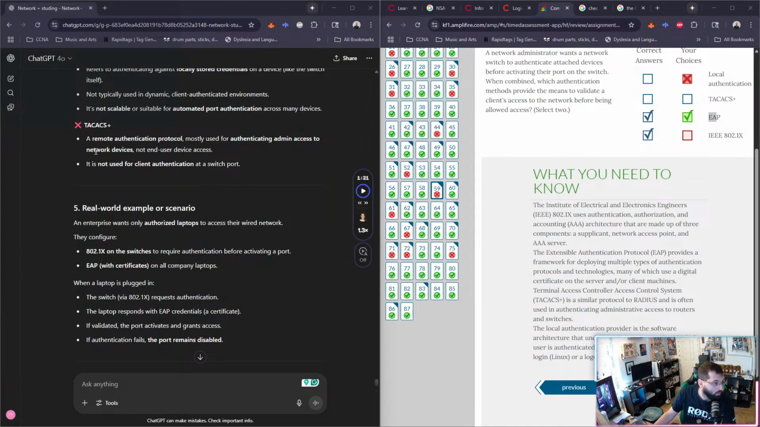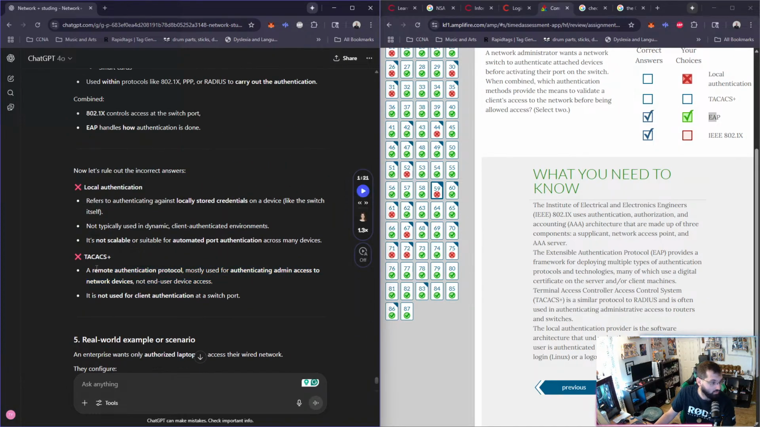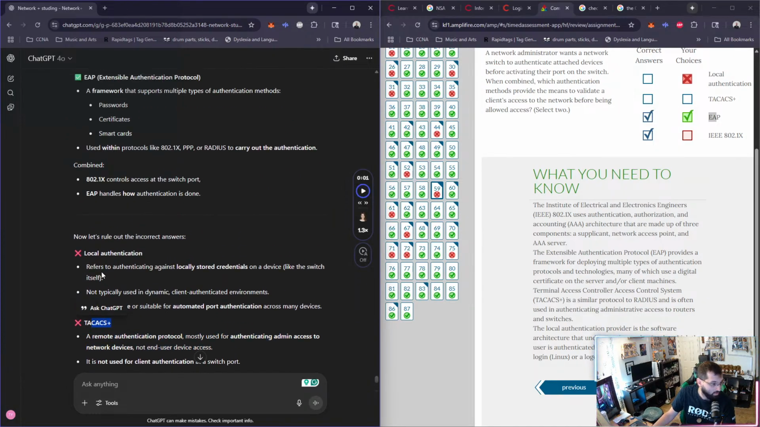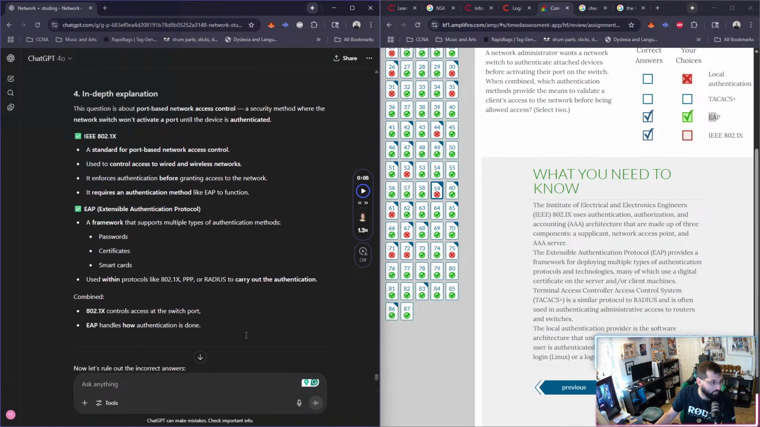All right. A remote authentication protocol is mostly used for authenticated admin access to the network, not end user devices. So this is not an end user device. Local authentication refers to authentication against locally stored credentials like on the switch itself, not typically used in dynamic environments. That makes sense. Okay, let's keep on keeping on.